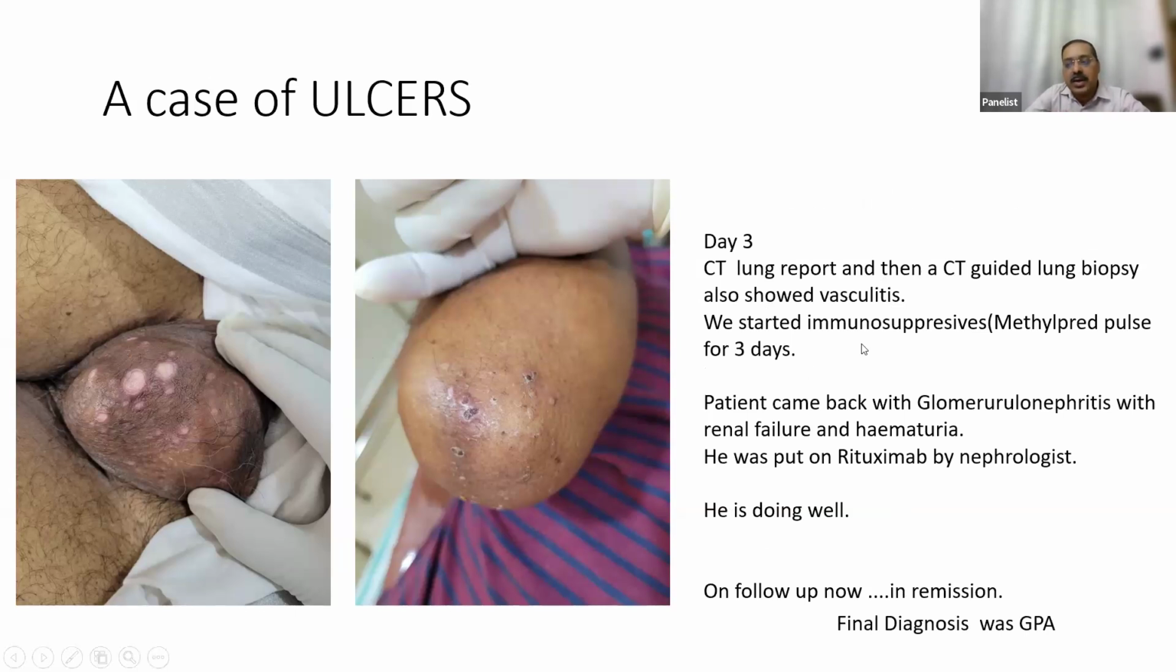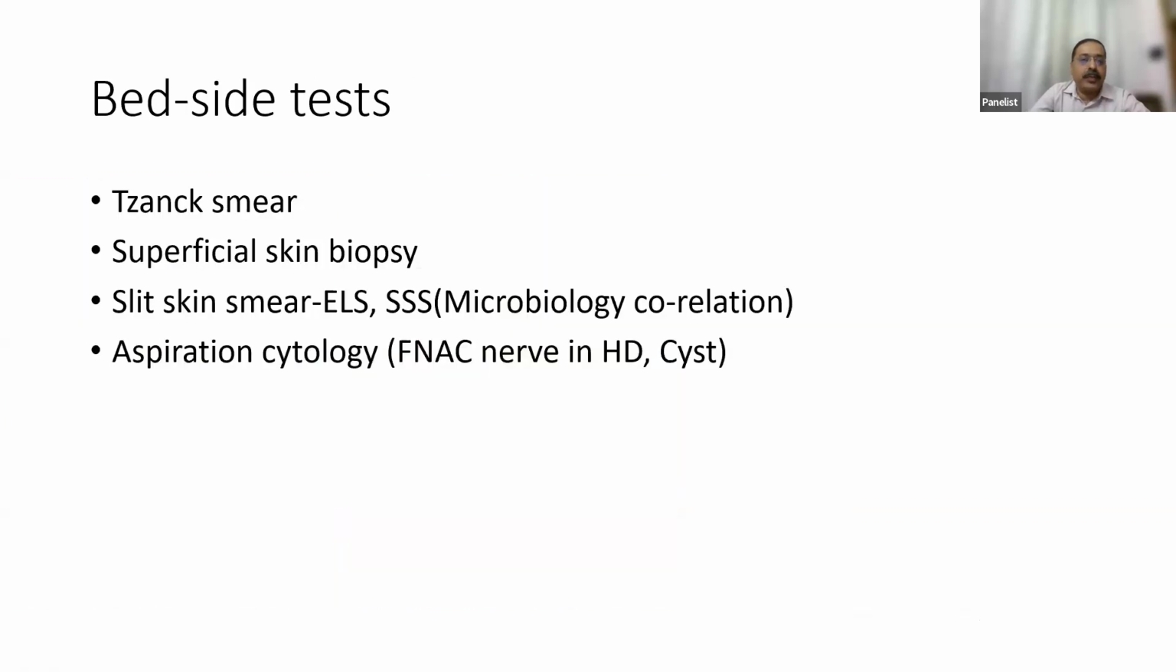This patient, actually, we started on immunosuppressive methylprednisolone pulse, and then he came back with a glomerulonephritis and then renal failure, hematuria, and then he was put on rituximab. Now, apparently, he is doing well, but he is on follow-up.